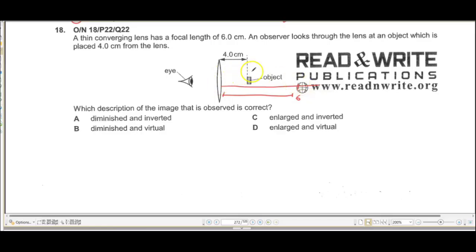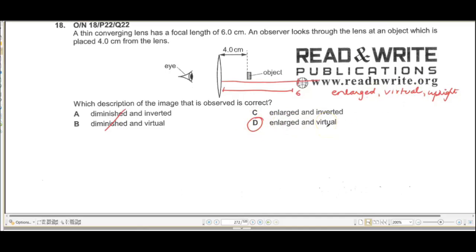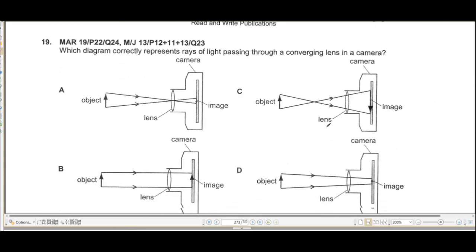So now the image that is going to be formed will be on the same side as that of the object. It is going to be enlarged. It is going to be virtual. And upright as well. So we will look for such an option. Diminished ones can be cancelled. Enlarged and inverted is there, and enlarged and virtual is there, so enlarged and virtual are the correct options. Okay?